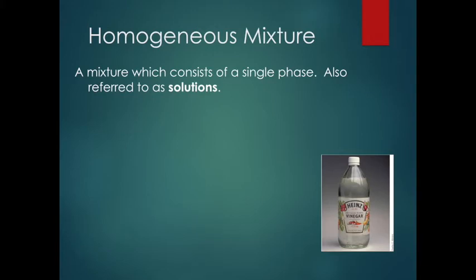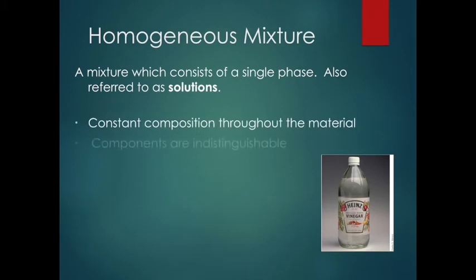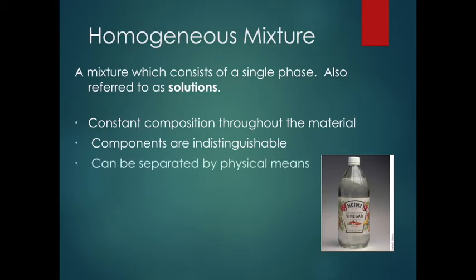So first up, homogeneous mixture. We see a single phase, okay? We also call homogeneous mixtures solutions. So you may want to circle or highlight that, solutions there, okay? So it has constant composition throughout the material. So vinegar here is an example of our homogeneous mixture, but you can't see the two different things, right? You can't see water and vinegar separate because they're mixed together. So that's what it means by one phase. The components are indistinguishable. And then they can be separated by physical means. We're going to look at that here a little bit more in just a second.